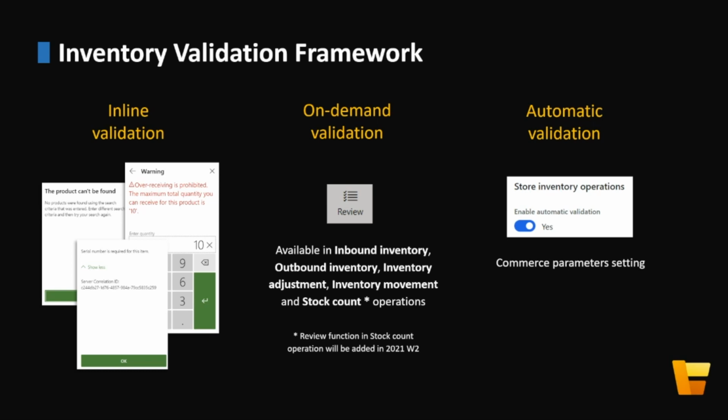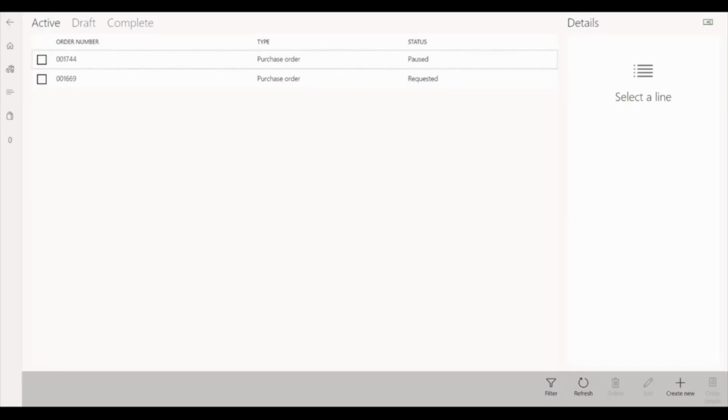And lastly, in headquarters commerce parameters, you also have an option to configure point-of-sale inventory operations to enable automatic validation. With that parameter enabled, upon submitting the document from point-of-sale inventory operations to headquarters, the systematic validation will be automatically executed. Now, let's watch a video that uses the inbound-outbound operations to demonstrate the review function.